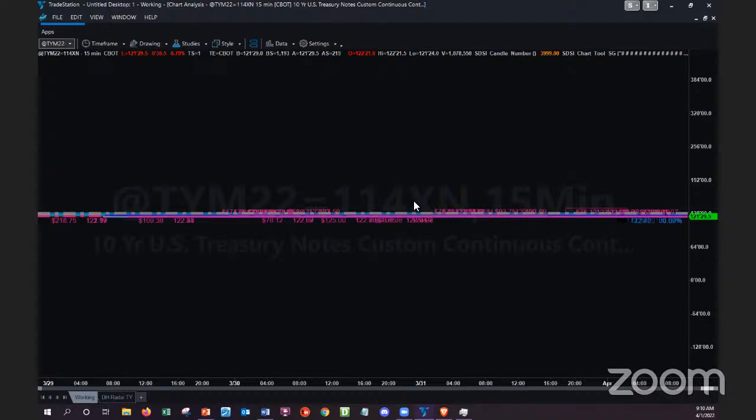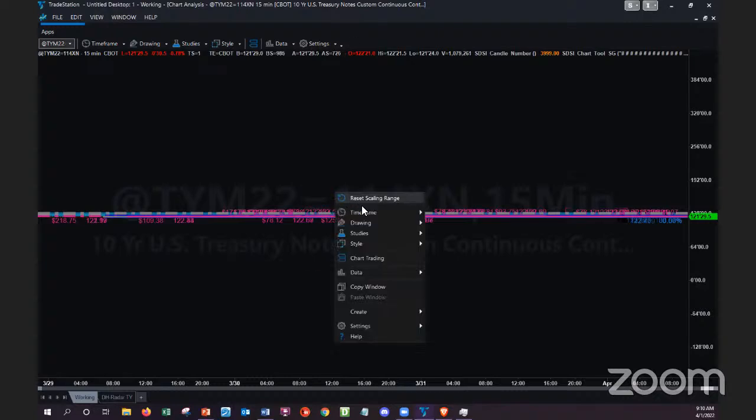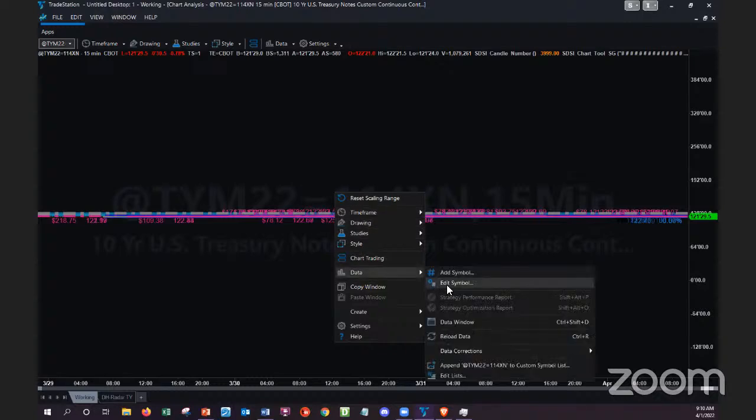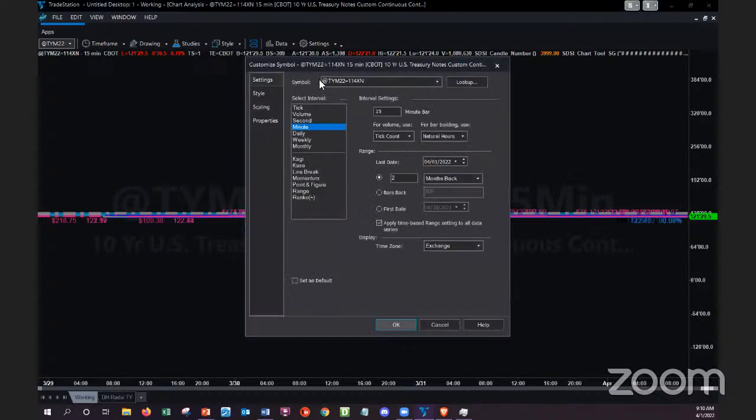And this is the standard. This is what most people use for the TY. We'll just go in here and edit the symbol so we can see it a little bit better. The @ means it's a continuous contract, the at sign. TY is the root, which is the 10-year note. M is the current contract, the June contract, and then 22 is the year. Those are the elements that you need. The TYM22 is the actual physical contract that you're trading at this point.